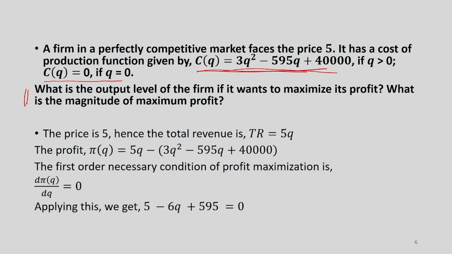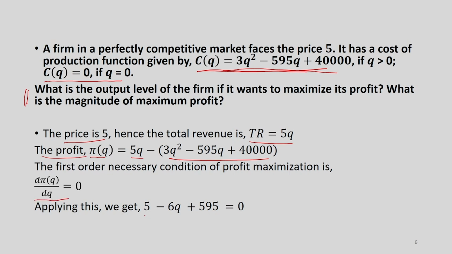So we adopt the strategy that we had adopted earlier. The price is given, total revenue can be found by multiplying the price with quantity. So it is 5q. So the profit will be total revenue minus total cost, this. And the first order condition of profit maximization, as we know, I differentiate the profit function with respect to q, set that equal to 0.